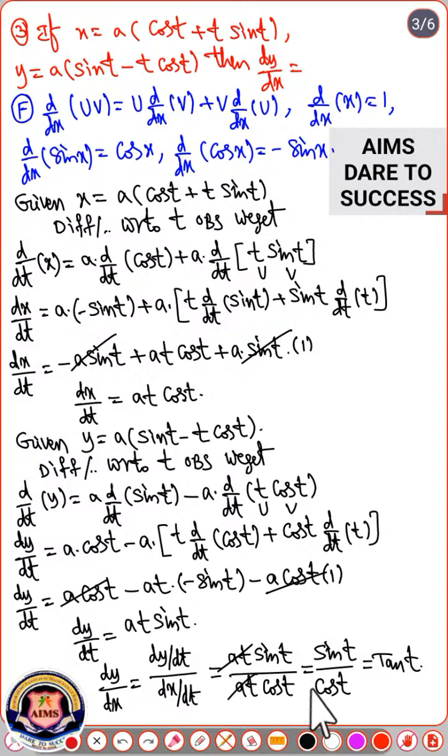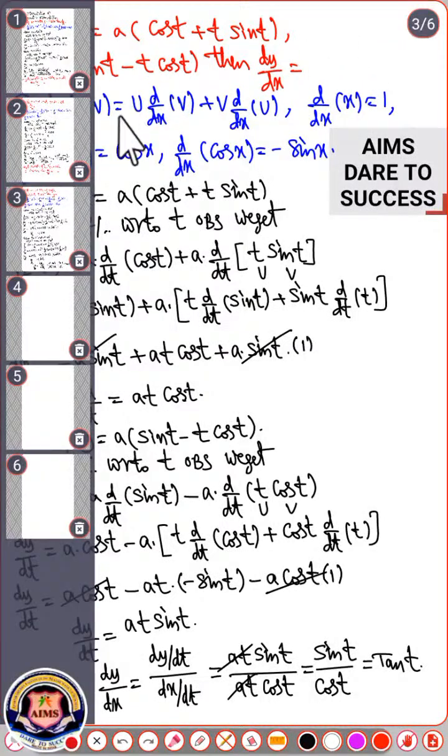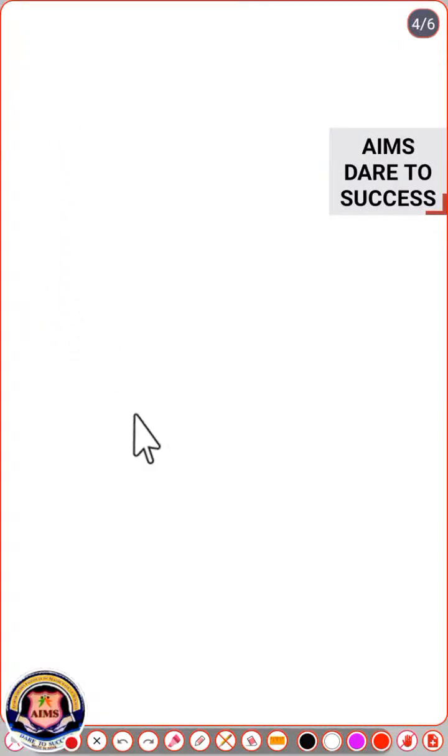Okay, I hope you all are understanding clearly, my dears. When you have an x value and y value like this, you can remember dy by dx is directly tan t as a short trick. Now I am giving you, try it yourself for the previous third question.